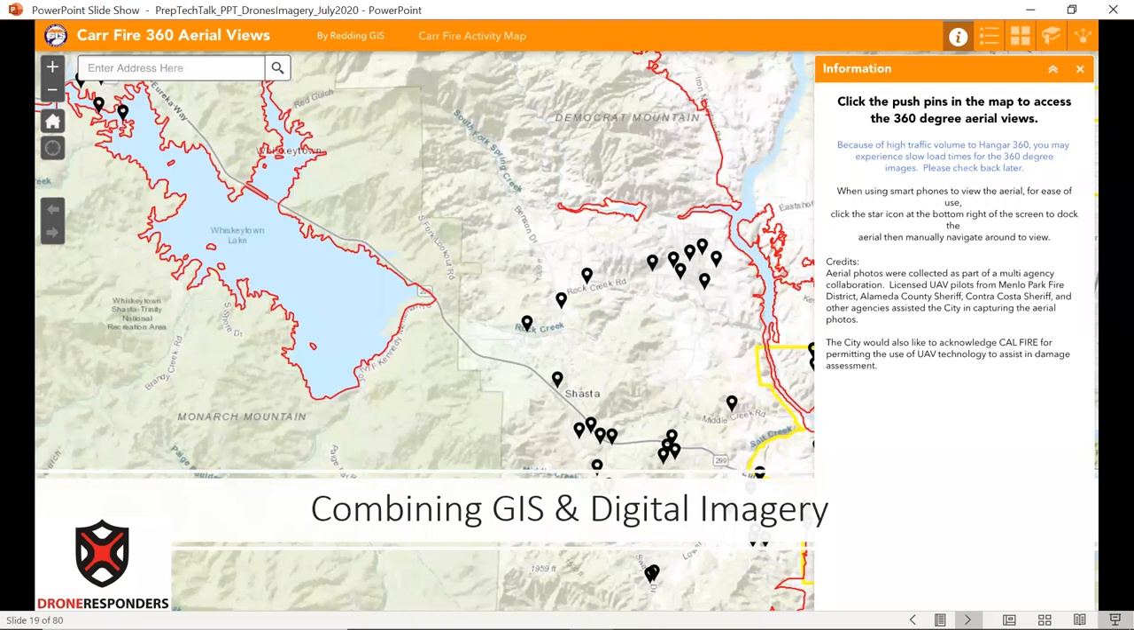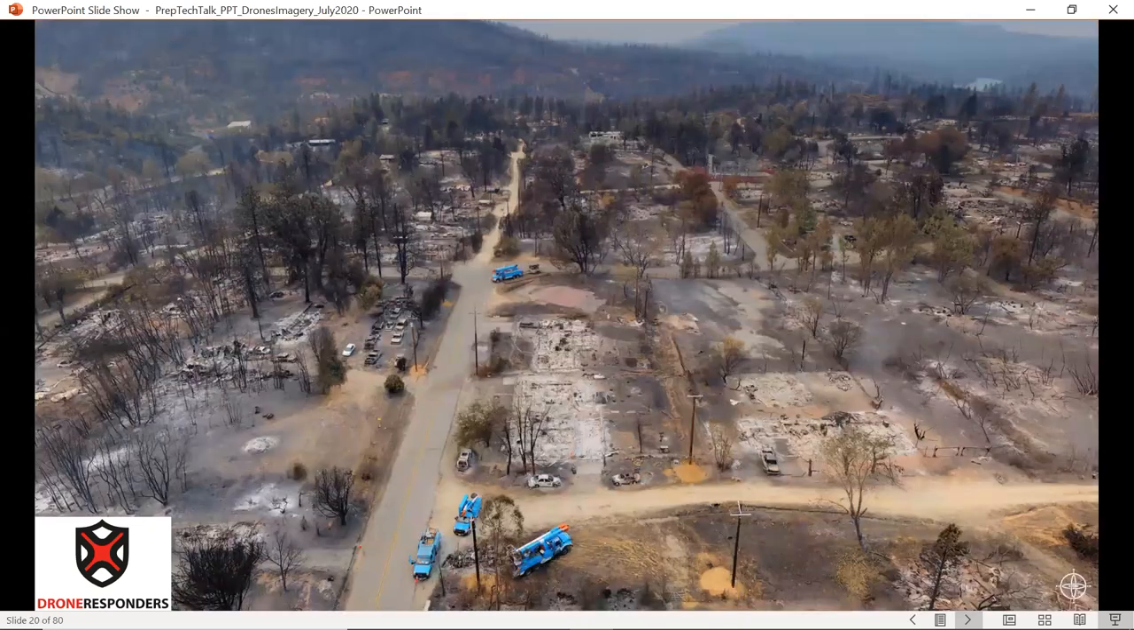Particularly important with NAPSG and the whole idea of GIS and imagery is now we have seen that we can take information that's coming from incidents, put them on a map to show where data and remote sensing is available, and then be able to click on that. Each one of these dots represents specific data. And as we click on it, we can actually see the damage that's been documented in that area.